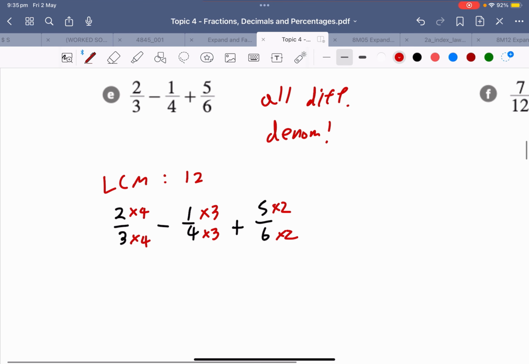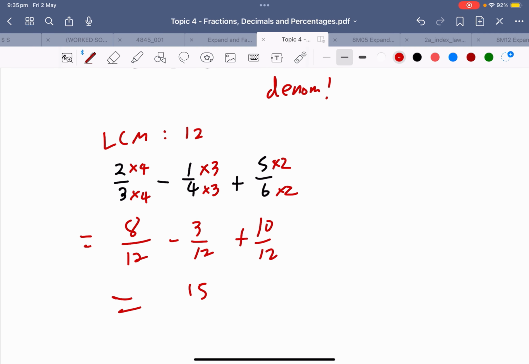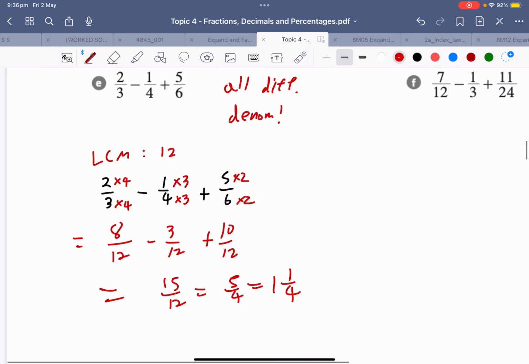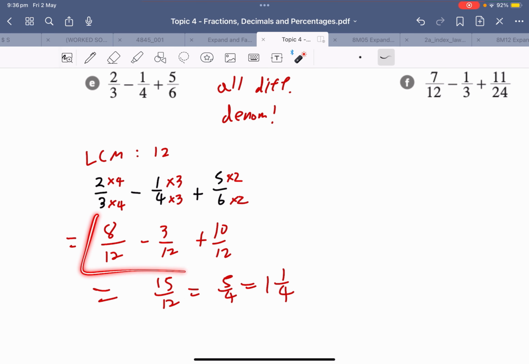I'm guessing you guys thought that, okay? 8 over 12 minus 3 over 12 plus 10 over 12, which is the same as 15 over 12, which is the same as 5 over 4, which is the same as 1 1/4. Okay? You simplify first and all should be well. Once you have gotten to this point, don't simplify here because that's what you brought up to.